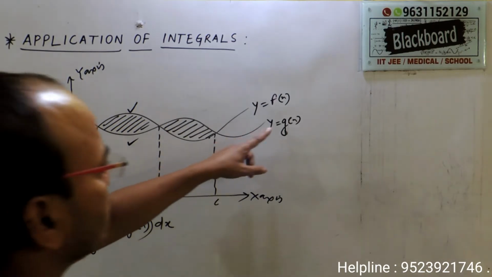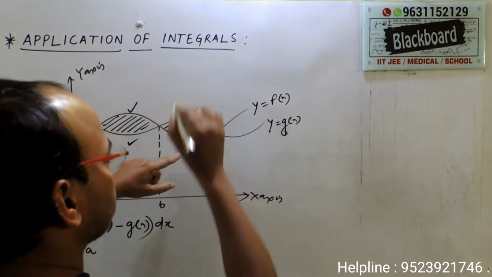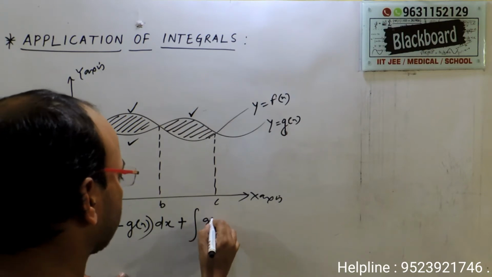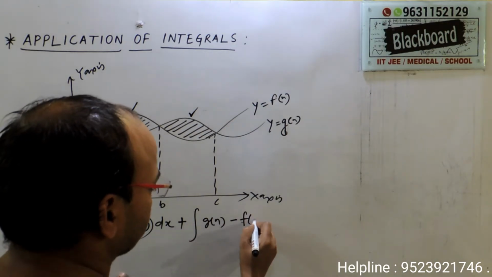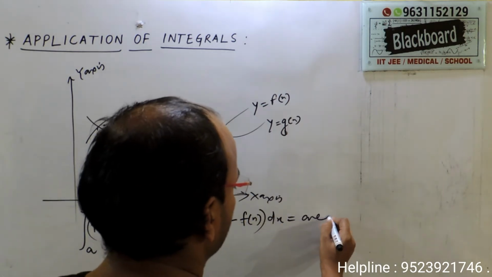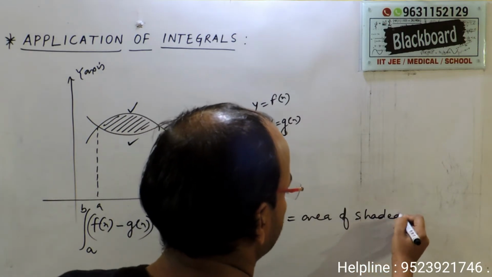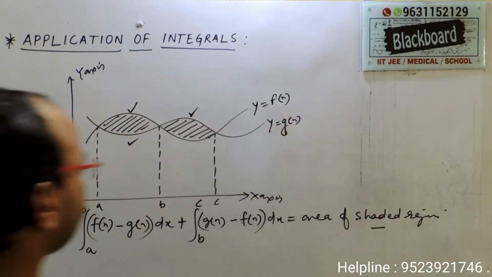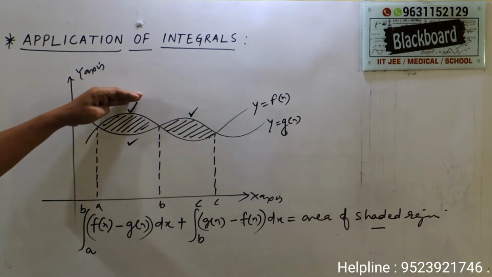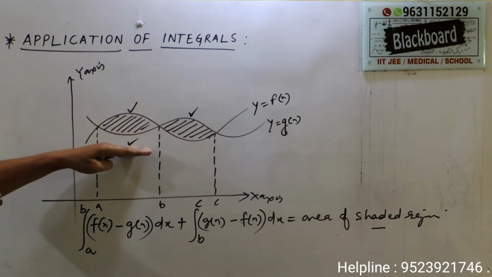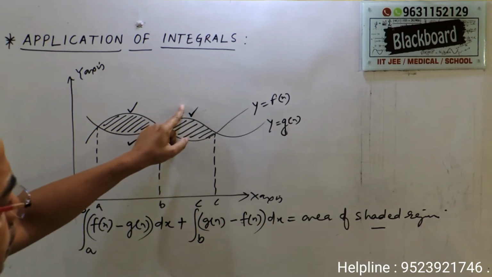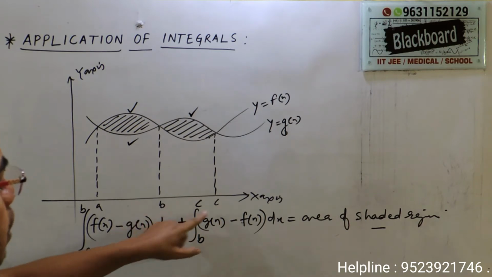And for this region, above is your g(x) and below is f(x). That means you have to write g(x) minus f(x) dx, from b to c. This is the area of the shaded region. यानी आपको करना क्या है, आपको देखना है कि ऊपर वाला इक्वेशन क्या है और नीचे वाला इक्वेशन क्या है. ऊपर वाले से नीचे वाले को सब्सट्रैक्ट करेंगे and then put the limit a to b. यहां पर भी देखिए ऊपर वाला g(x), तो g(x) माइनस f(x), here b to c.